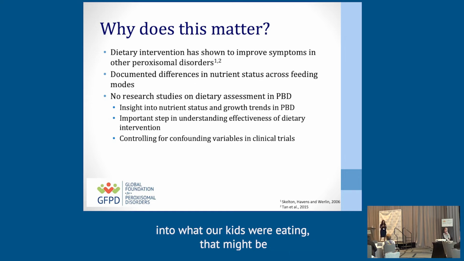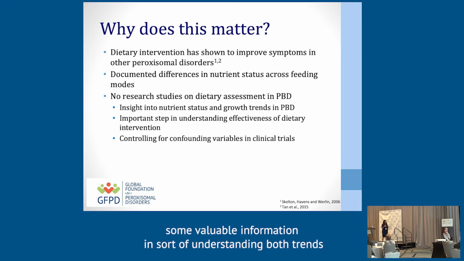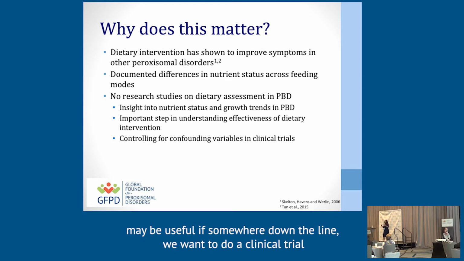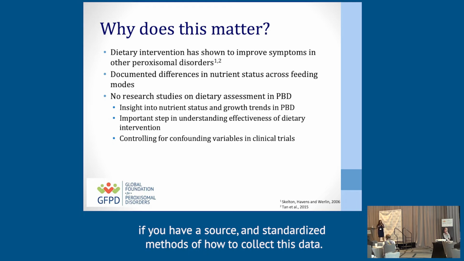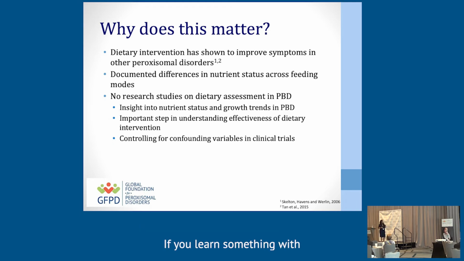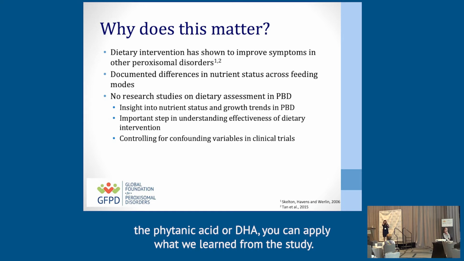So in terms of why does this matter, if we were able to get some insight into what our kids were eating, that might give us valuable information in understanding growth trends, which I know is a goal of our natural history study. It may also give us insight into how to collect data on nutrient assessment, which may be useful if somewhere down the line we want to do a clinical trial that looks at a dietary intervention. If we have standardized methods of how to collect this data, and we want to do something with phytanic acid or with DHA, again, we can apply what we learned from this study.